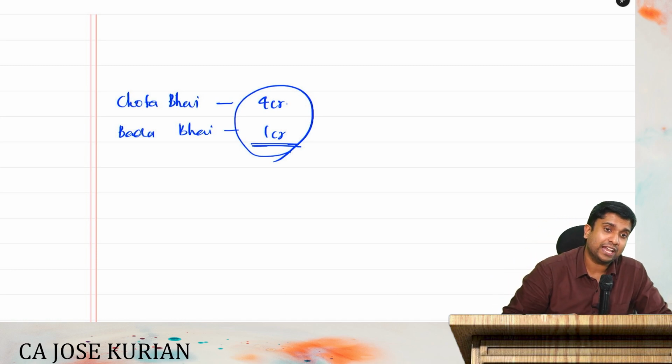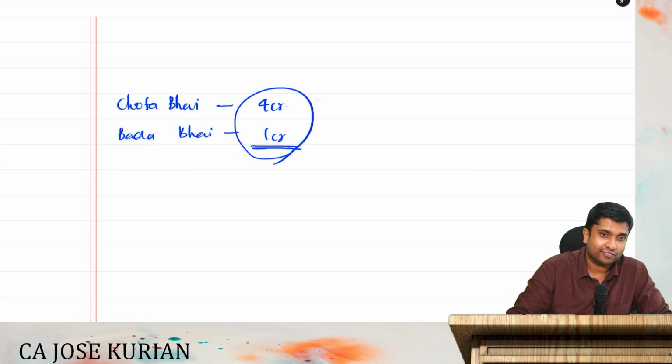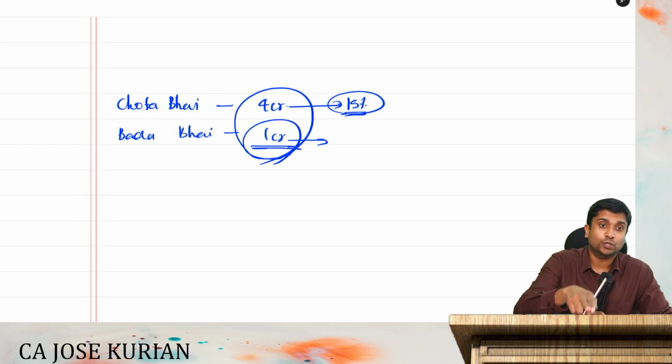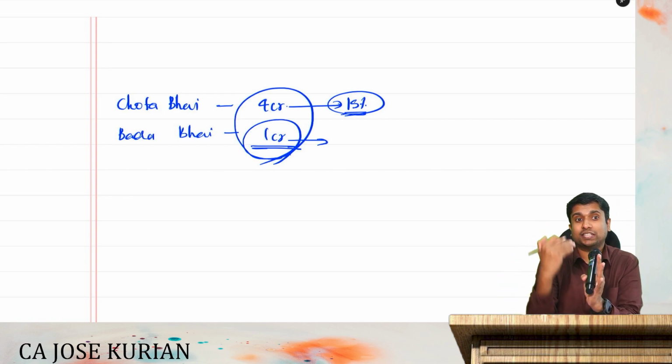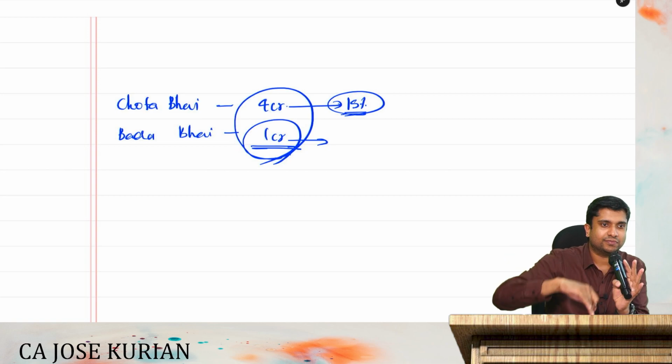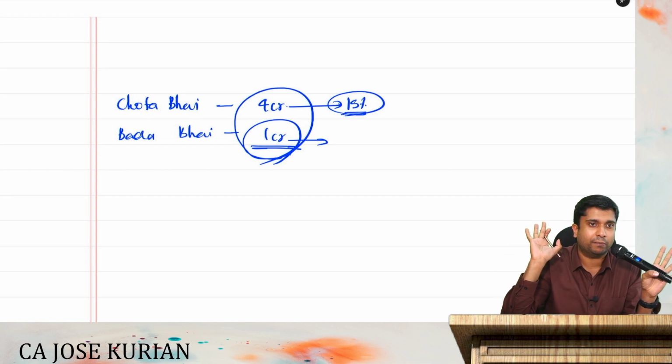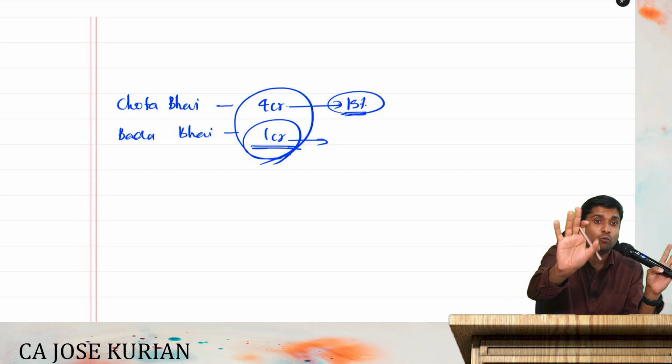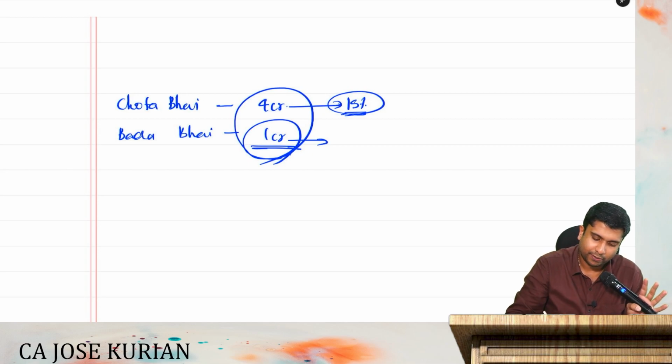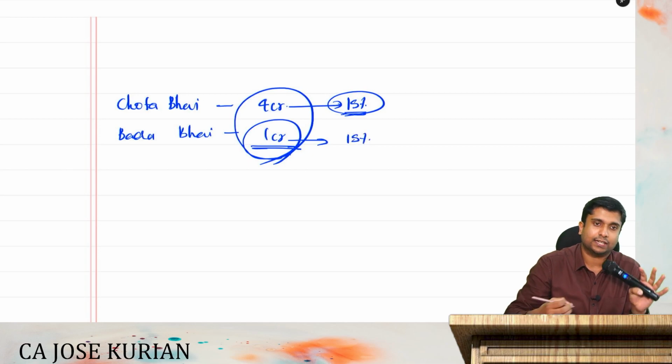So chota bhai will run away with a liability of how much? 15%. Yes or no? And there is only bada bhai. Bada bhai alone is less than 2 crore. But they all together crossed 1 crore. Everybody will have a 15% minimum if they all together cross 1 crore. Now here bada bhai also will have 15% liability.